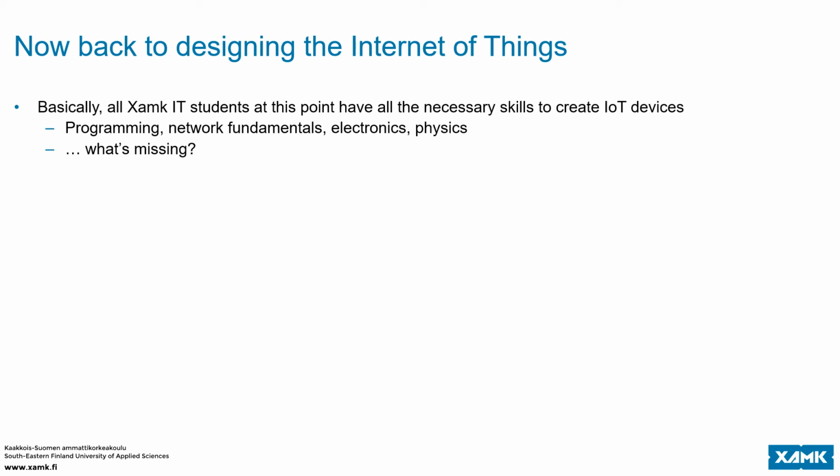Okay, let's return from this very shallow dip into the world of design and go back to the topic of designing the IoT. So basically all students here at this point will have most of the necessary skills to create IoT devices or smart systems, because you know programming, you know the networking fundamentals, you know electronics, you know physics. So what more is missing? Why isn't everyone building great IoT devices?